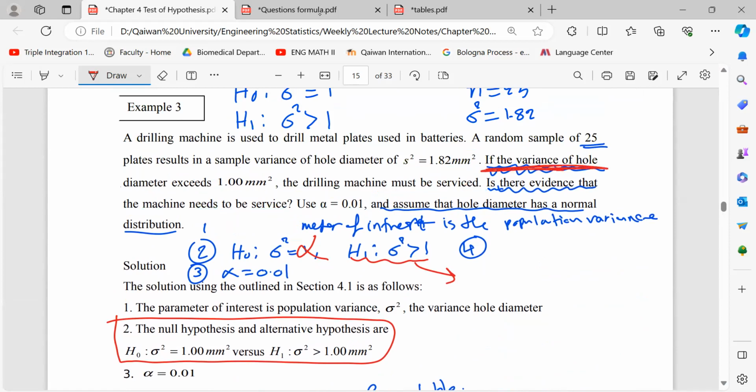If the variance of the hole diameter exceeds 1, so if it's greater than 1, the drilling machine must be serviced. So exceeds 1, we leave that to be H1. In the case that it doesn't need to be serviced, we leave that to be H naught. So in that case, if we don't need to service, sigma squared is 1. Okay, it's H0. What if it exceeds? It's H1.